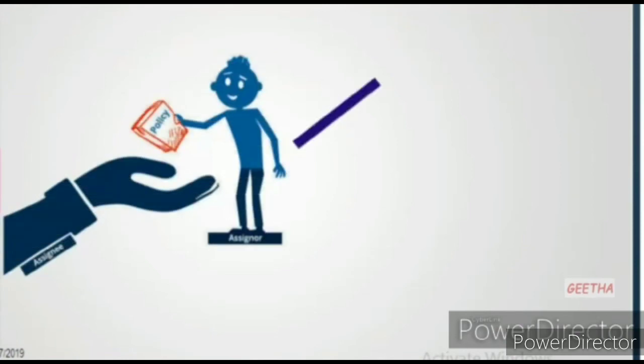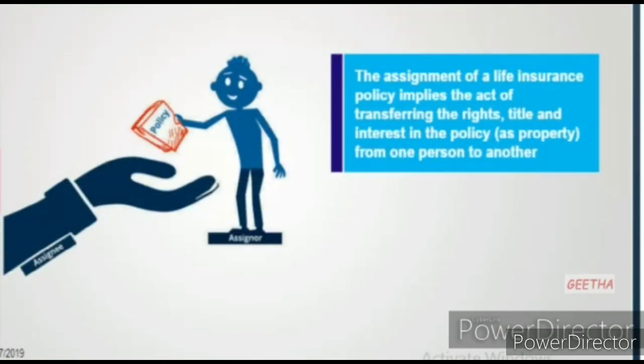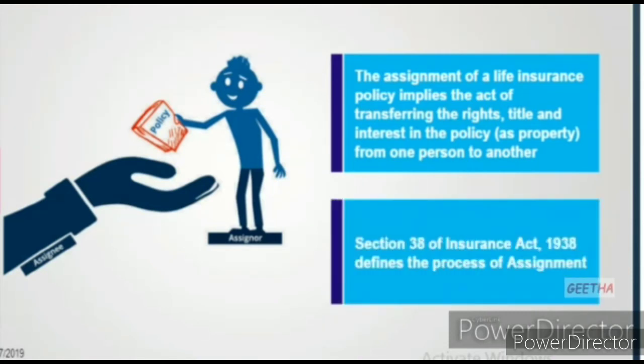The assignment of a life insurance policy implies the act of transferring the rights, title and interest in the policy as property from one person to another. Assignment can be either absolute or conditional. Section 38 of Insurance Act, 1938 defines the process of assignment.